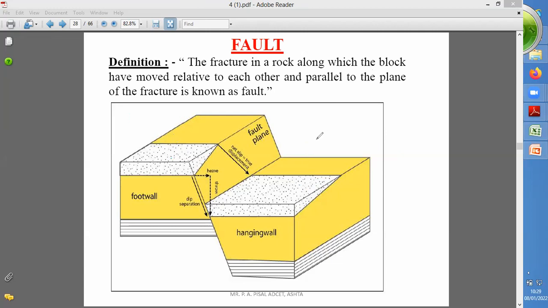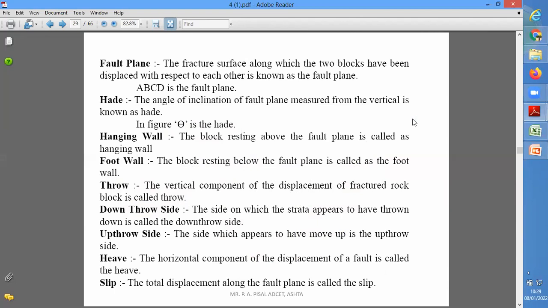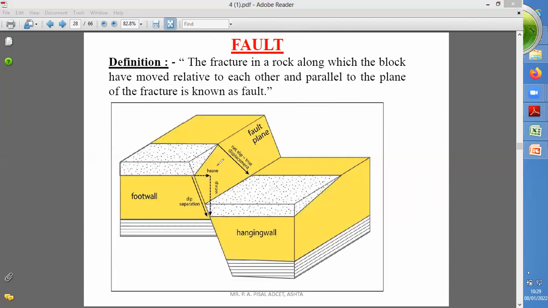Okay, now here we have to know another term. That term are throw, heave and slip. Throw, heave and slip. Now what is the meaning of throw, heave and slip? Now here, have you seen here, this is the heave, this is the throw, and this is the slip. Okay, heave, throw and slip, these are the three distances in the fault. Okay, just a minute, I will explain to you what is the meaning of throw, what is the meaning of heave and what is the meaning of slip.